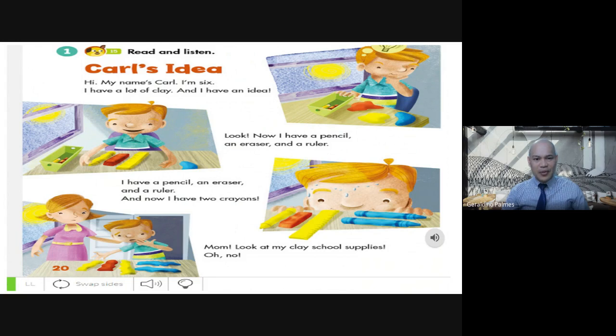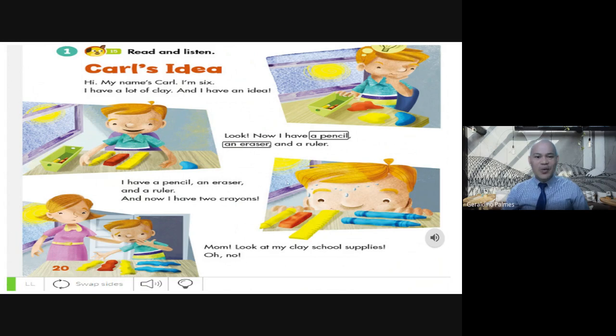This picture right here, picture number 3. I have a pencil, an eraser, and a ruler. And now I have 2 crayons. 1, 2, 2 crayons. Picture number 4 right here. Mom, look at my clay school supplies. Oh no, what happened? It got melted. Why do you think it's melted? It's very hot because of the sun. Carl left the school supplies on the table. While he's gone, the sun shined really hot. Then it melted.